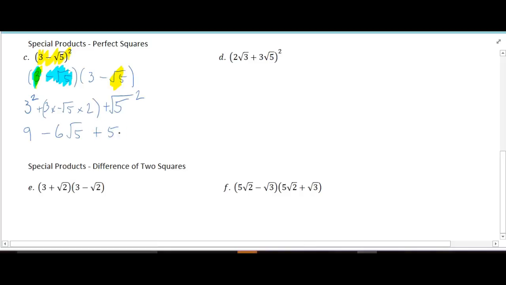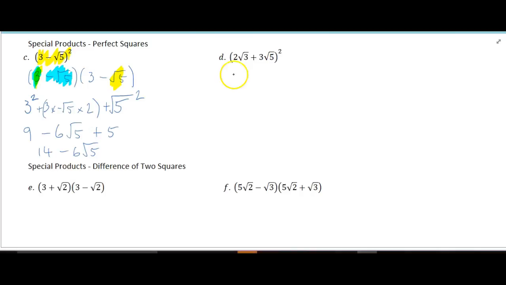So bringing that all together, 9 plus 5 is 14, and then we have our minus 6 root 5. It's a little bit harder to get your head around doing it the special products way, but it's worthwhile because once you can identify the perfect square rule, it helps you speed up your maths in the future. And when we come to going backwards, doing the reverse operation, it's actually essential. So try and pick up this way of doing it.